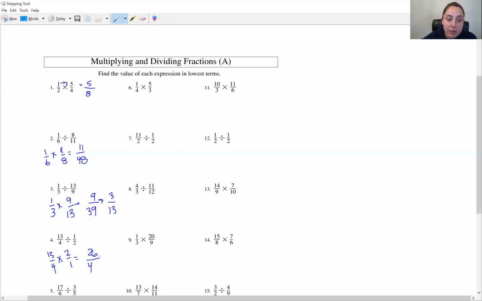And then, can I reduce this at all? Yes, I can. 26 and 4. I know I can divide both of those by 2. So on the top, I will have a 13. On the bottom, I will have a 2.